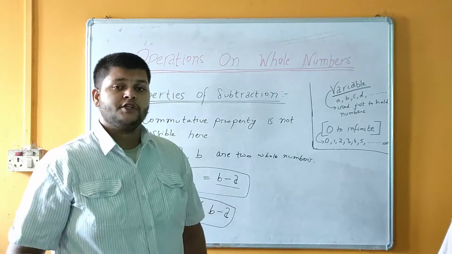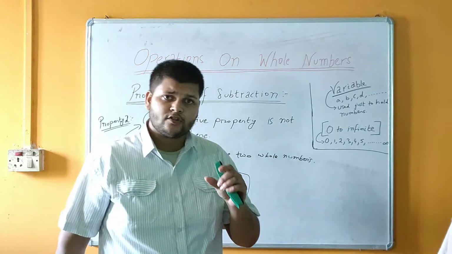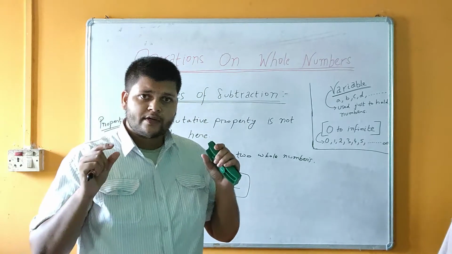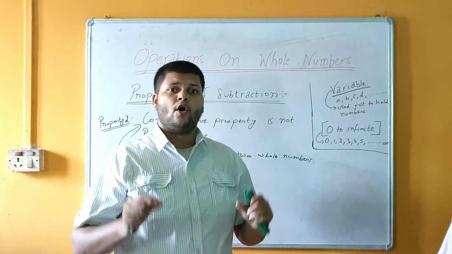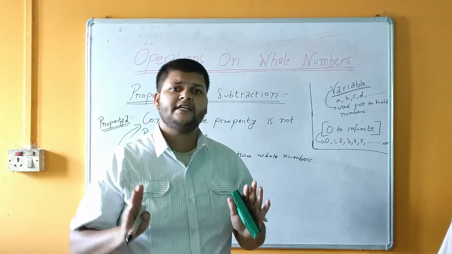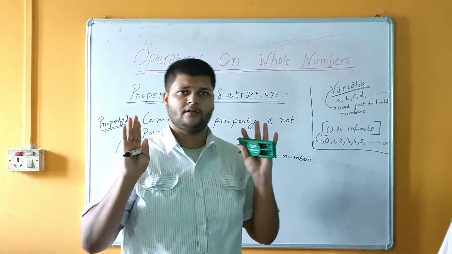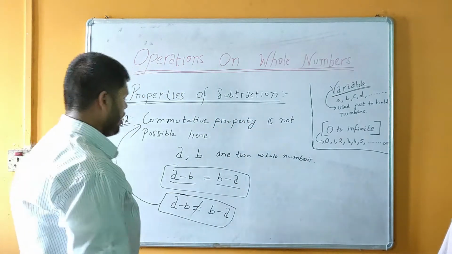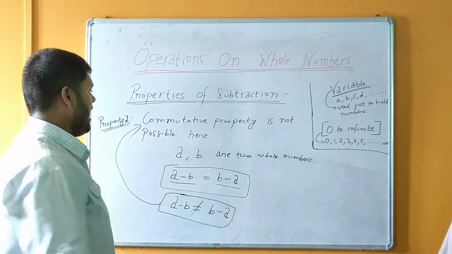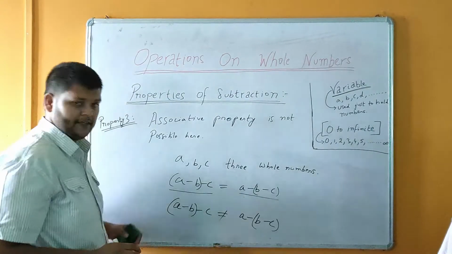In simple words, just remember, while performing subtraction on whole numbers, you can never perform the commutative property. The commutative property is not applicable in case of subtraction on whole numbers. I hope you are clear. Now I am moving to property 3. I am erasing this. Listen.